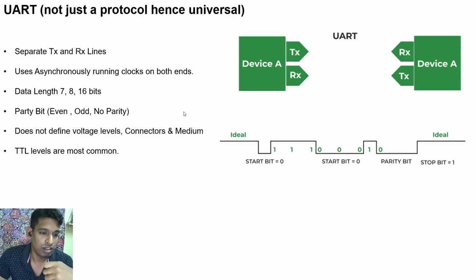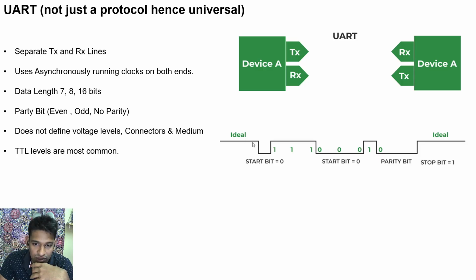And fundamentally, UART does not define any voltage level. Most people have a misunderstanding that by UART you are using 0 volt. By voltage level, what I mean is: what is a 0 volt? What is representing a bit zero, and what is representing a bit one? There are different voltage levels defined, for example TTL. TTL stands for transistor-transistor logic.